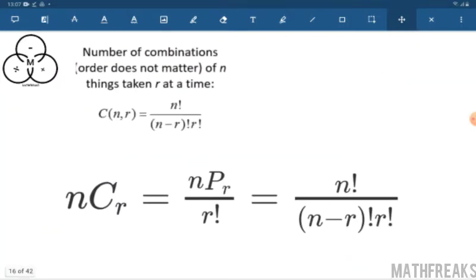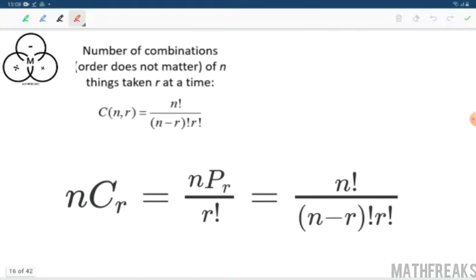Combination means what? Combination means choosing, grouping, we can say. Suppose we are having 5 balls.